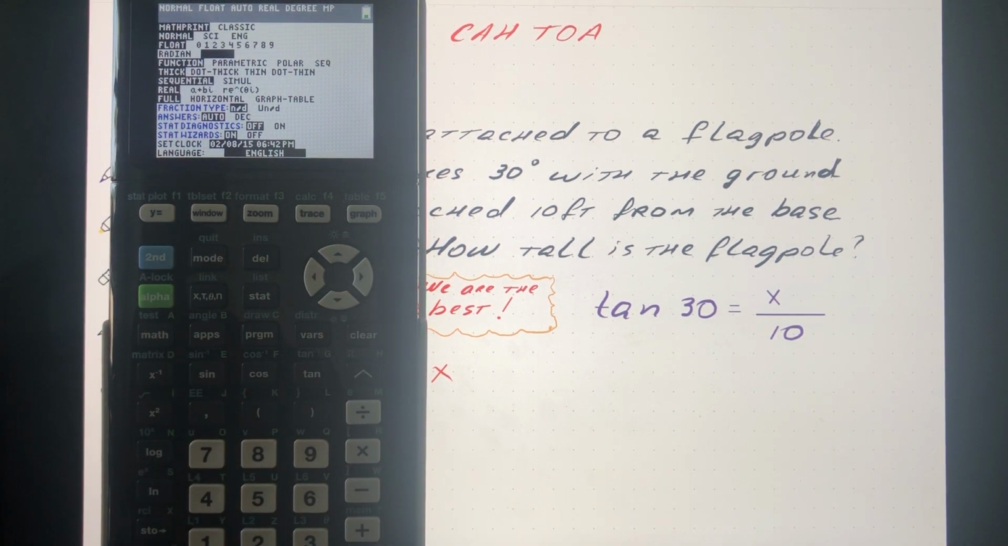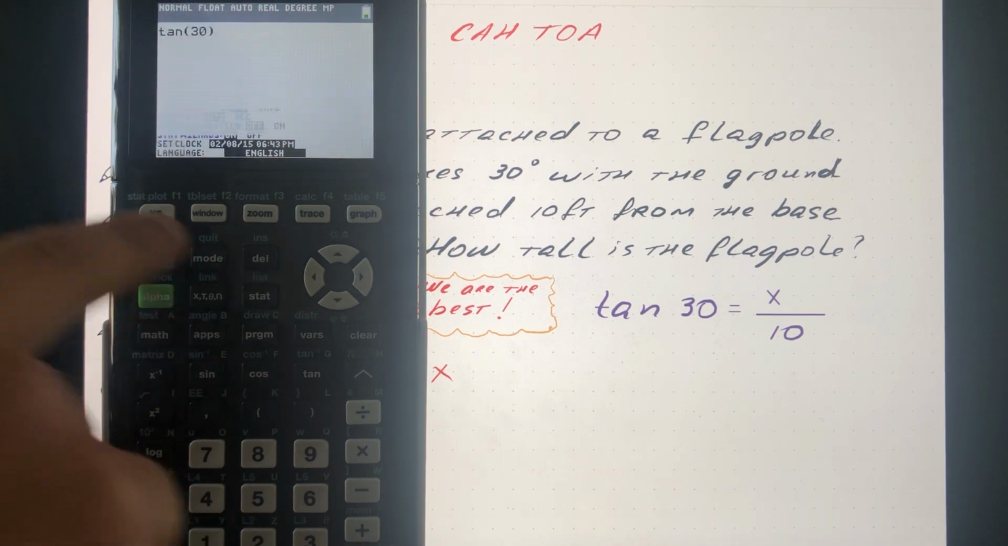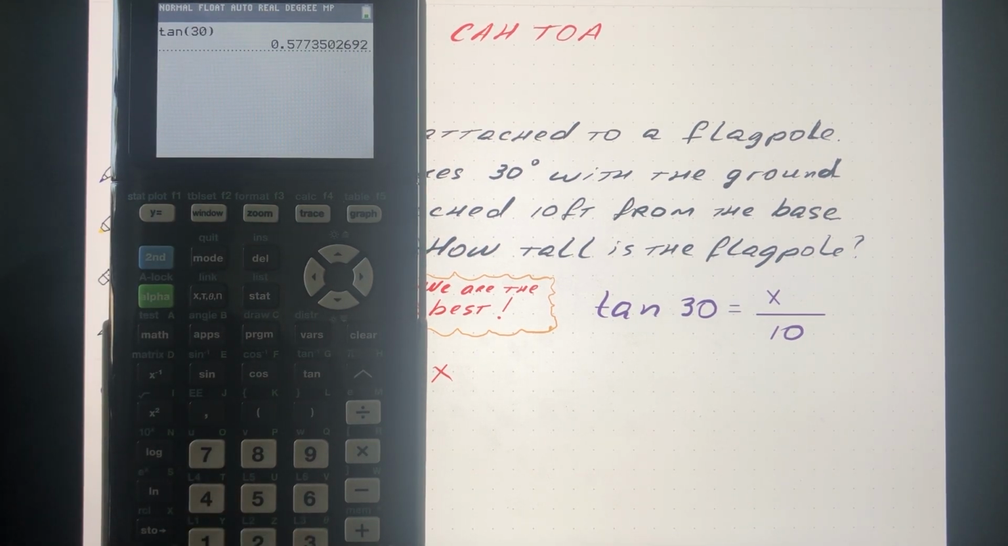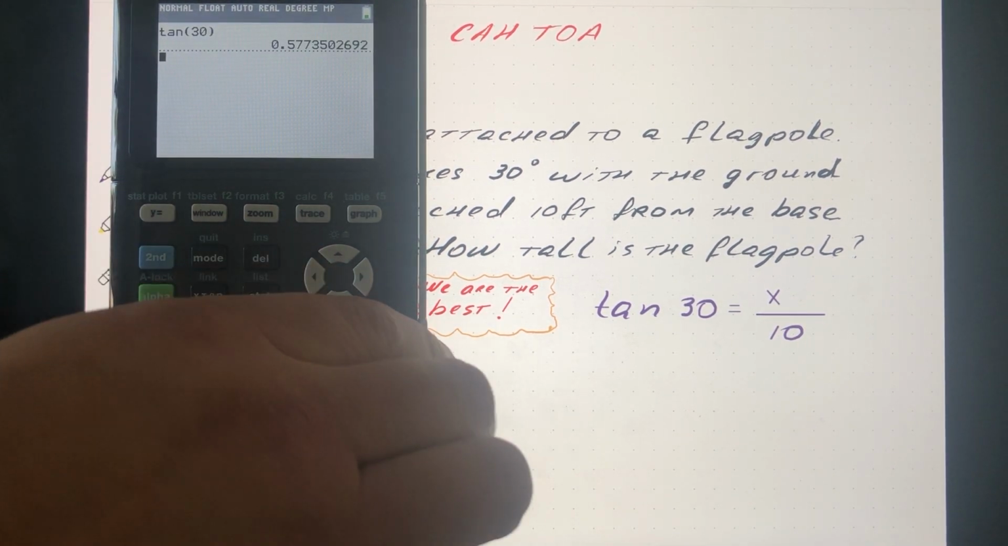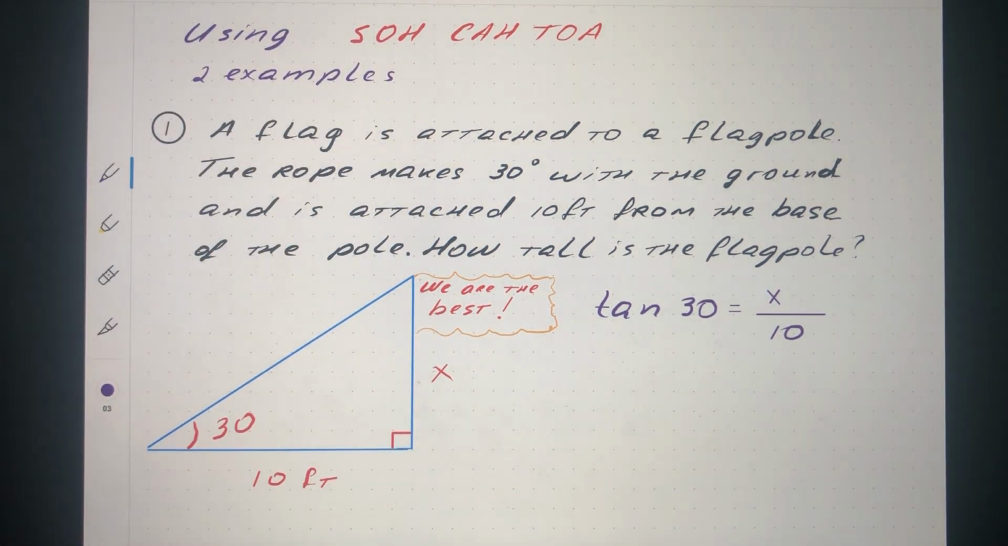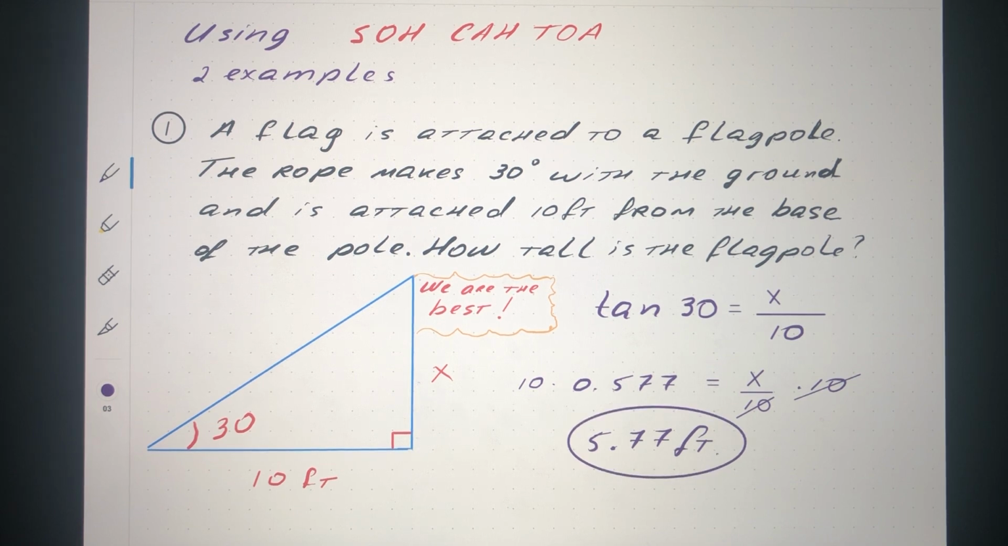So now I am in degrees, and I can use the tangent of 30, and that's a decimal. Tangent of 30 is approximately 0.577, which equals x divided by 10. To solve for x, all we need to do is multiply both sides by 10 to undo the division. And so our answer is approximately 5.77 foot. And that's the end of this example.